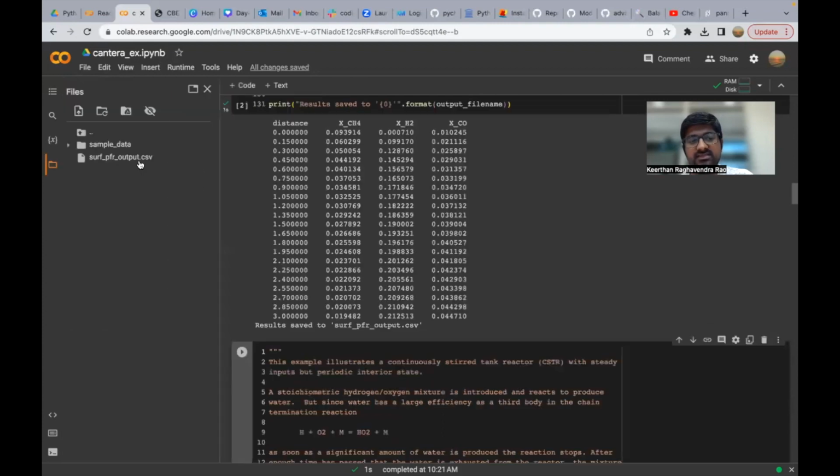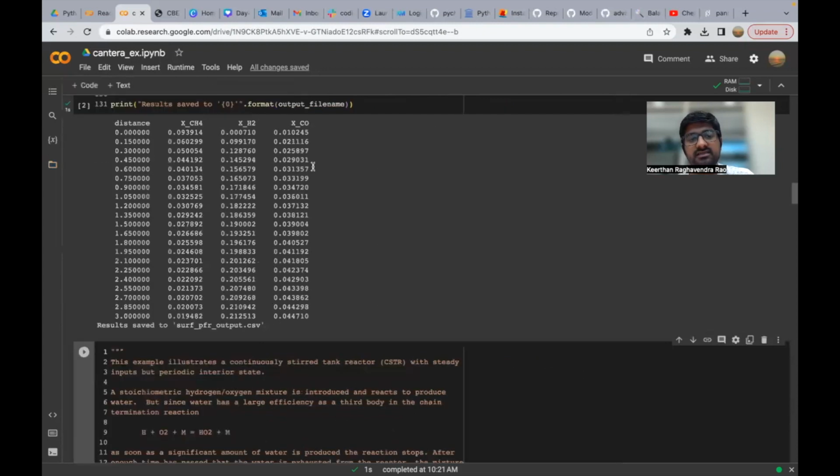You can open the CSV file. CSV files are usually like your Excel files, so you can open this in Excel. CSV stands for comma separated values. So that's what it is.